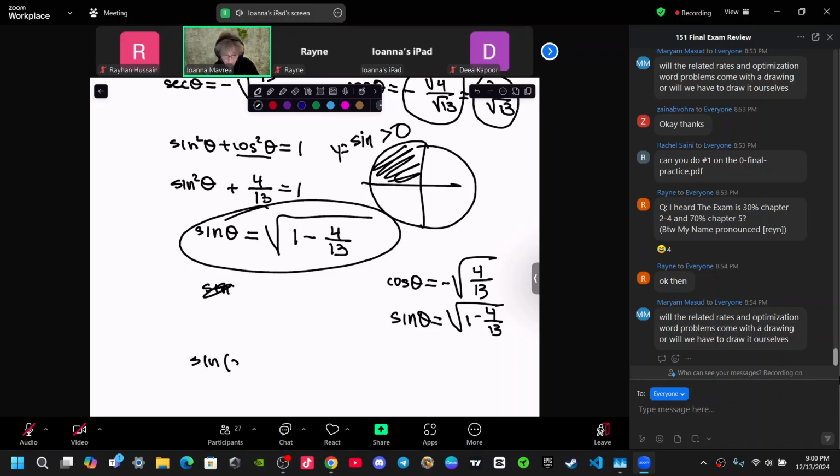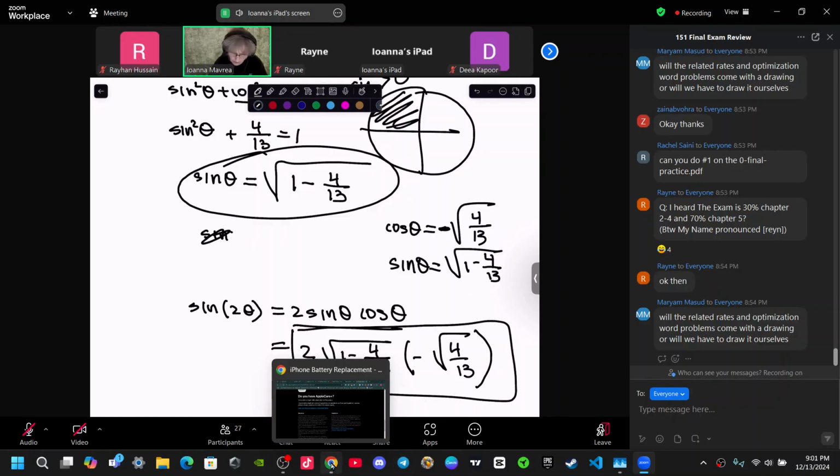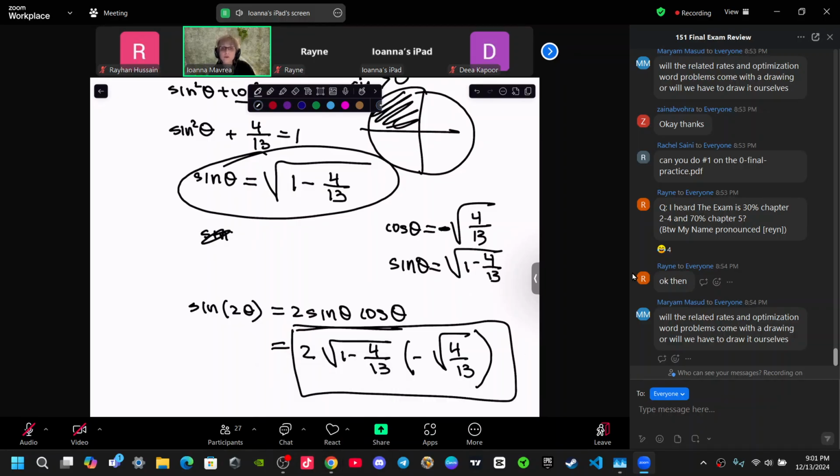Specifically, you should know how to find sine of 2 theta. Sine of 2 theta is twice the sine times the cosine. So what do you have to do? Just use the formula and plug things in and don't simplify. The sine is this root. The cosine is a negative some other root. That's the answer. Again, don't simplify.